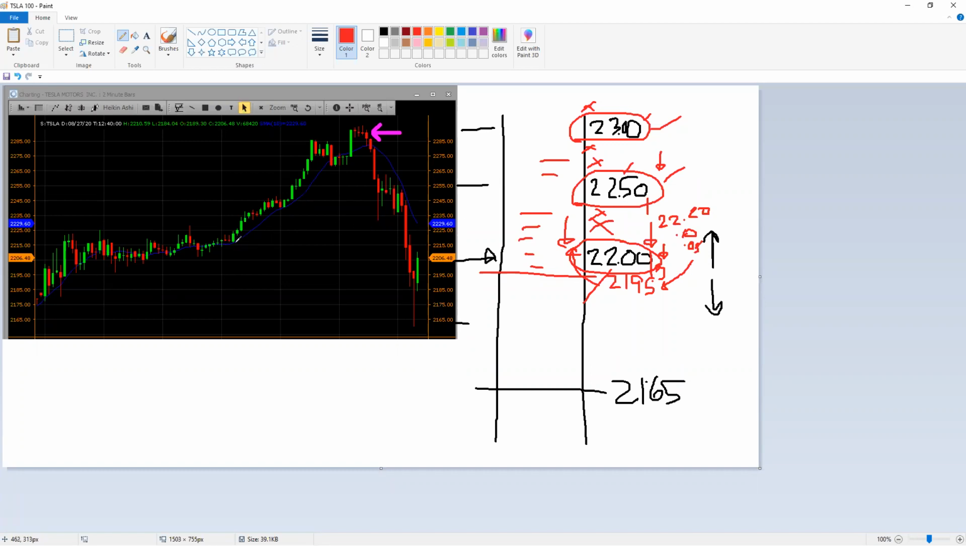Let's see. So right here, it went 2215 right here. So let's change the color to pink. So right here was 2215. Let's say you're going to catch it through the 20. That's this bar right here. So you're going to catch it at 2220. And you got it at 19.